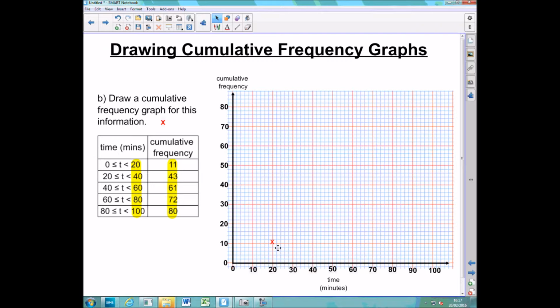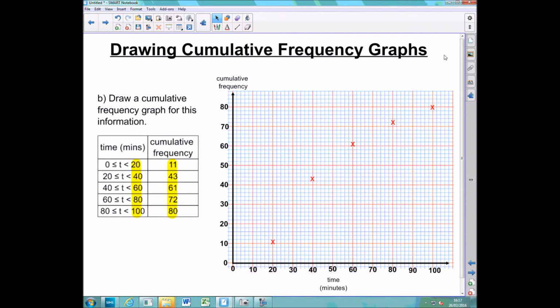Now always make sure that you're checking your scale, because as you can see my scale here is going up in 2s on both axes. So to get 11 I need to go halfway between the 10 and the 12 here. Okay, so the next one will be 40 and 43. So I'm on 40 here, go up to 43, again it's going to be halfway. Okay, the next one would be 60 and 61. The next one would be 80 and 72. And the last one is 180.